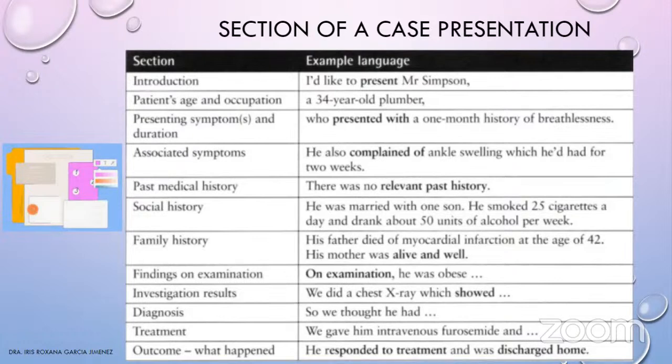And as you can see, for example, in findings on examination, we write "on exam," and we start giving all the information in speech, in paragraph form. About the associated symptoms, "he also complained of", as you can see, it's in the past tense. Or we can talk about, for example, investigation results: "we did chest x-rays, which showed", as you know, it's in the past. Grammar details are important at this point, expressions that are the basis of our proper communication.